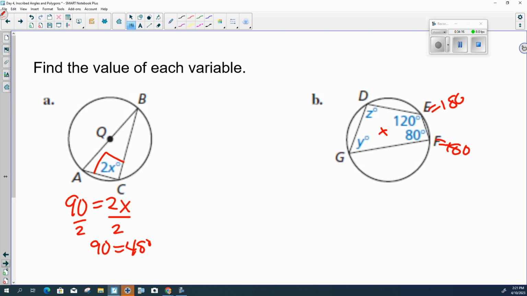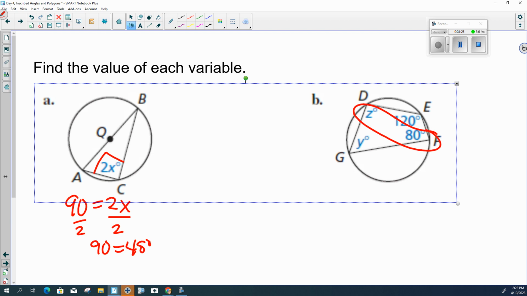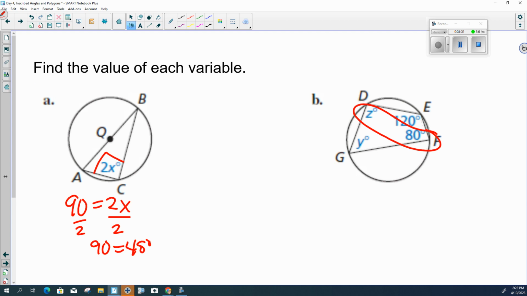Aren't the angle F and angle D the supplementary, or are they not? Yes. These are supplementary. You still think it's 80? What does supplementary mean? Oh, that they equal 180. Yeah. There you go. Yes. Z is 100.